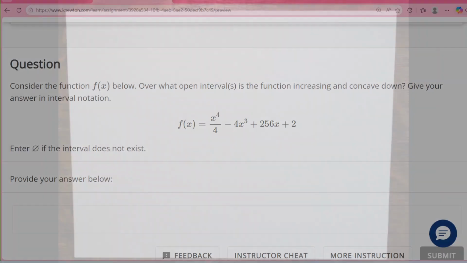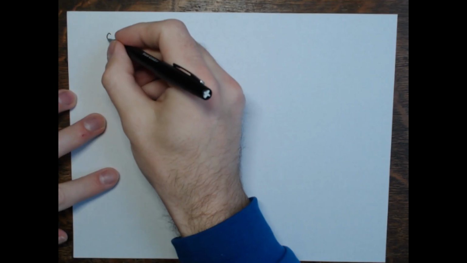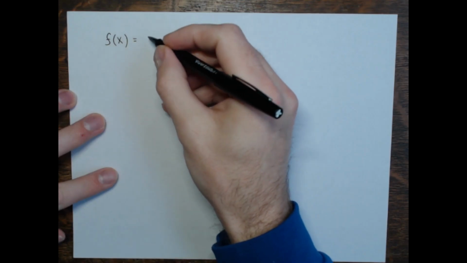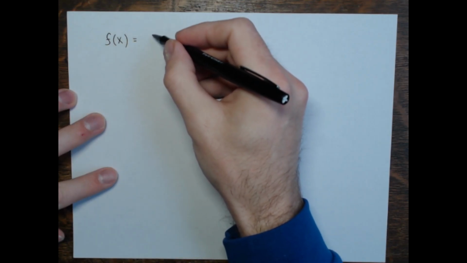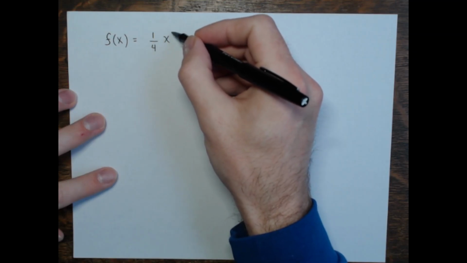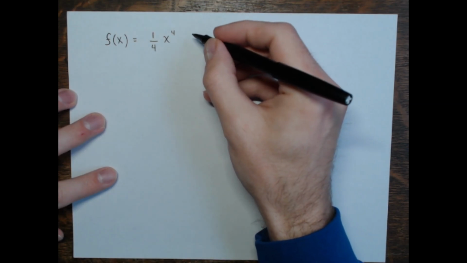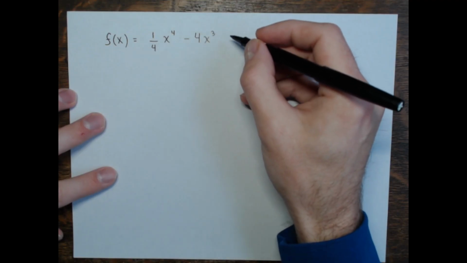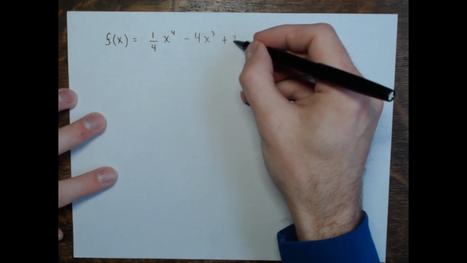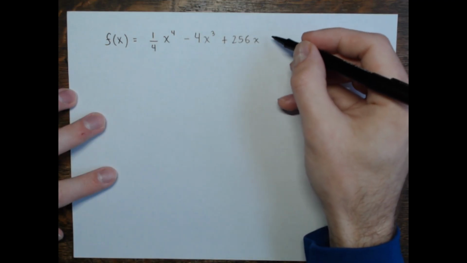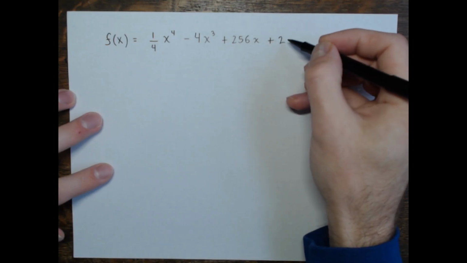Okay, so let's go with some paper here. This function we're given is x to the fourth divided by 4, so 1/4 for the coefficient times x to the fourth, minus 4 times x to the third, plus 256 times x, and plus 2.